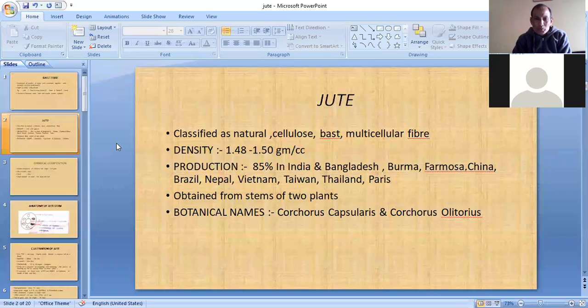These are obtained from stems of two plants, and the botanical names of these plants are Corchorus capsularis and Corchorus olitorius. So jute is found in the stem of these two plants. One is known as Corchorus capsularis, another is Corchorus olitorius.